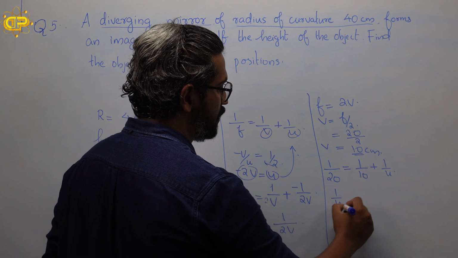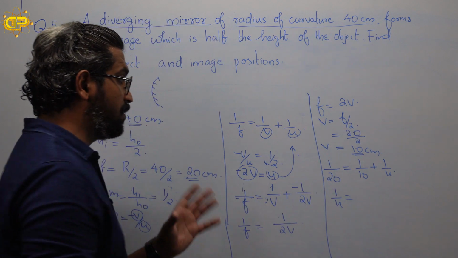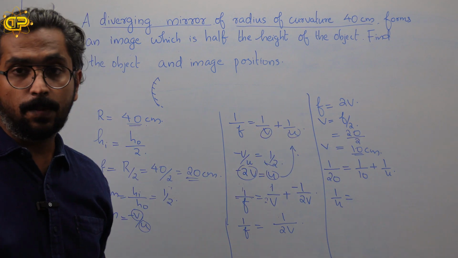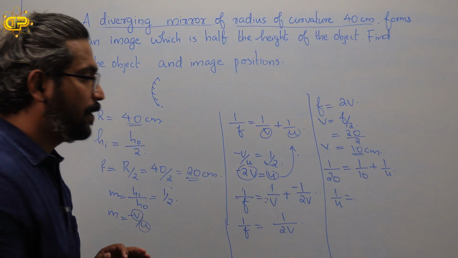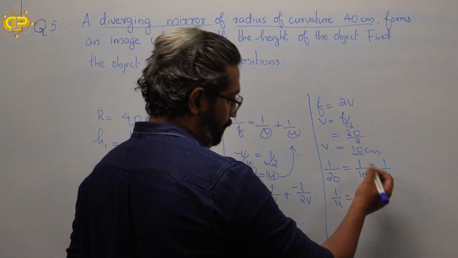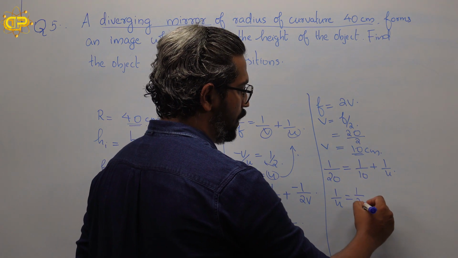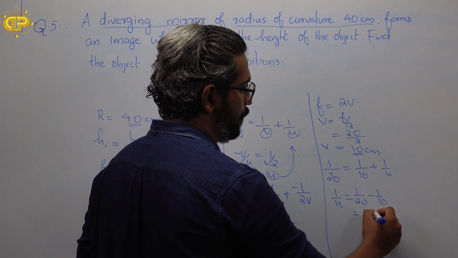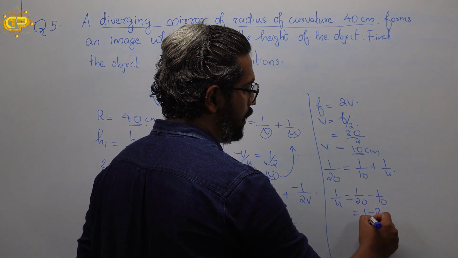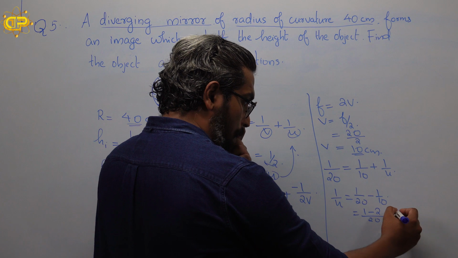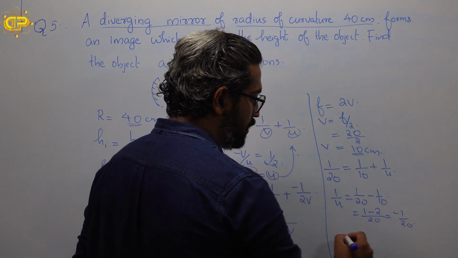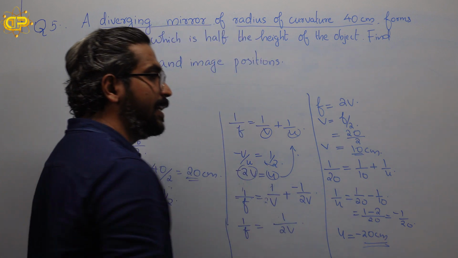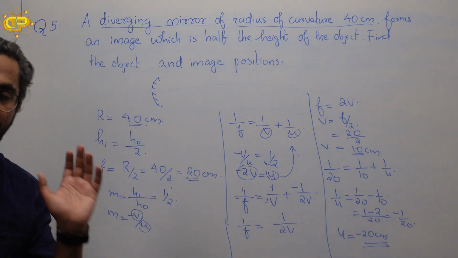From there, for 1 by U, remember that F is positive and V is also positive for a convex mirror. From there, you will get 1 by U is equal to 1 by 20 minus 1 by 10. From there, you will get 1 minus 2 by 20, that is equal to minus 1 by 20. That is, U is equal to minus 20 centimeter. And that minus sign implies what? The value of U is negative.